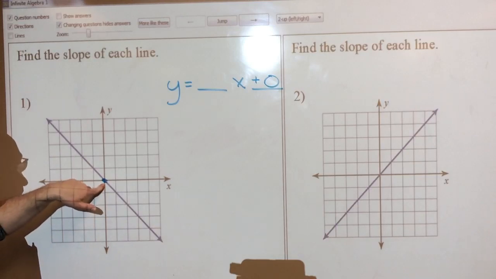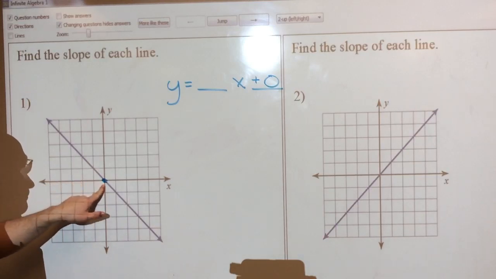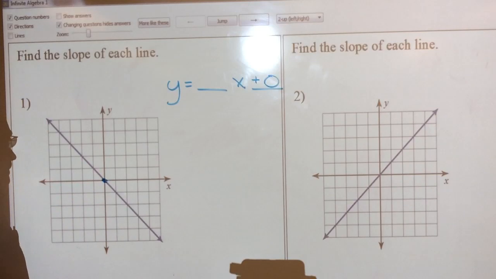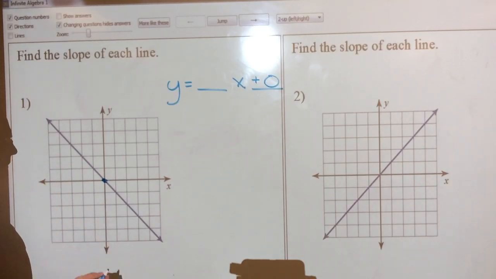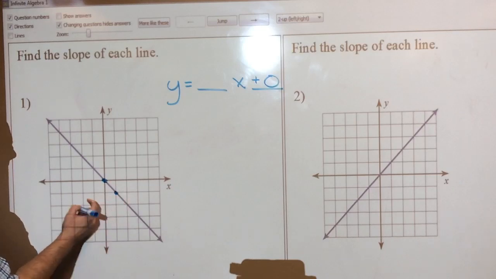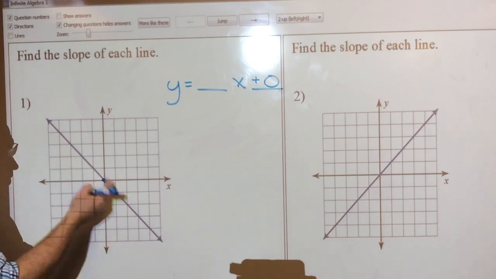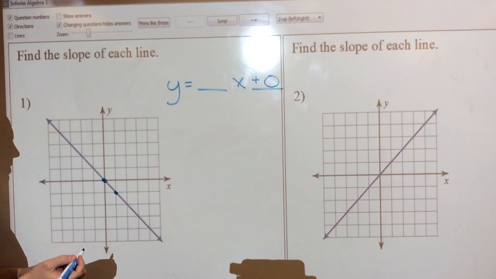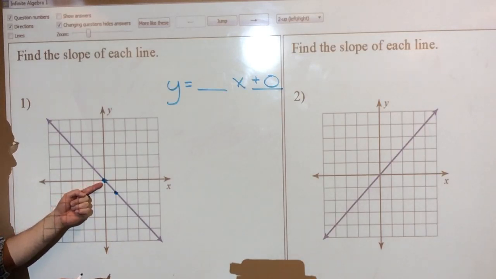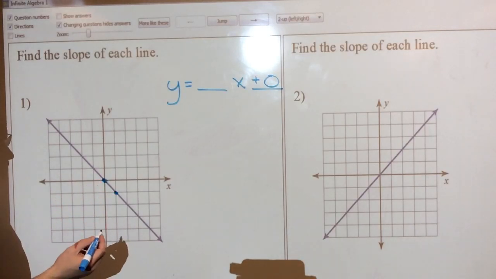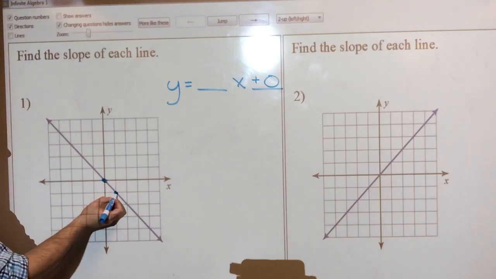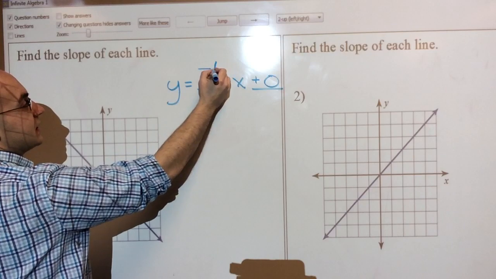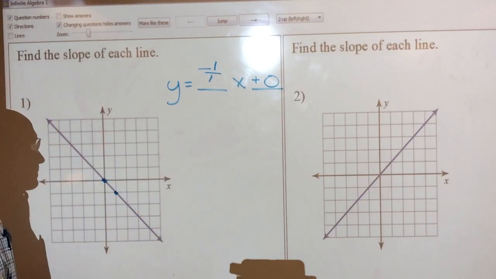Now I made a point here on the y-axis for the y-intercept. I need to find another good point. This graph is a great line because it has a ton of good points. This is a good point, that's a good point. Now I'm going to use the slope to count from the leftmost point to the rightmost point. Remember, slope is rise over run. So I'm going to go down 1 and to the right 1. Down 1 means negative 1, and to the right 1 means positive 1.